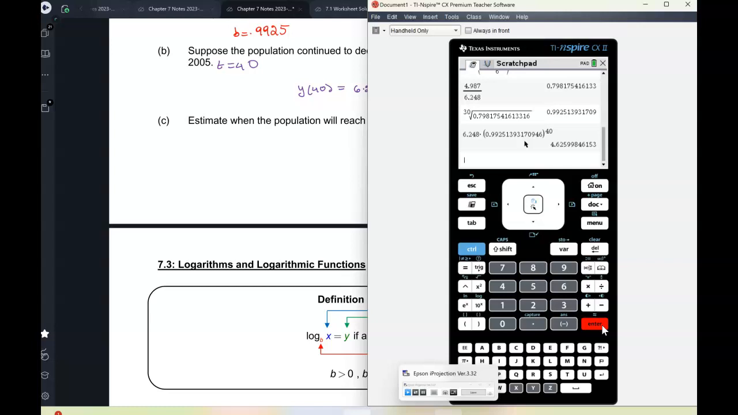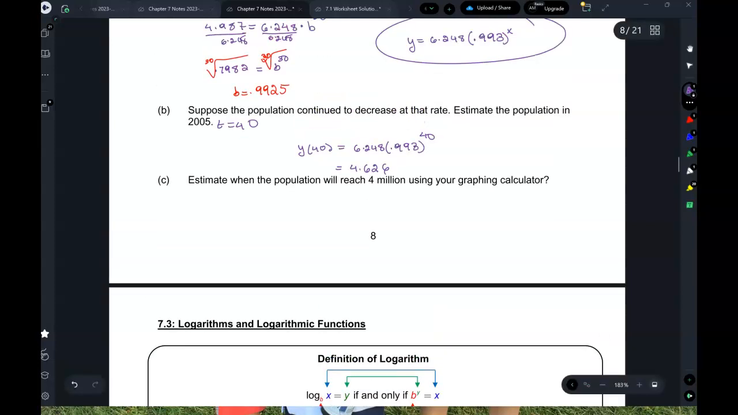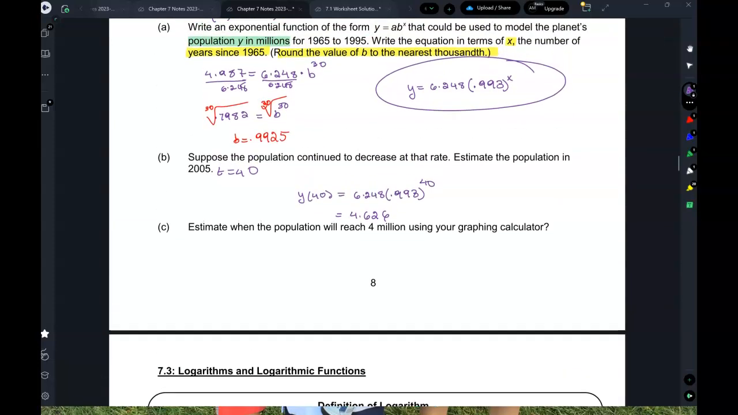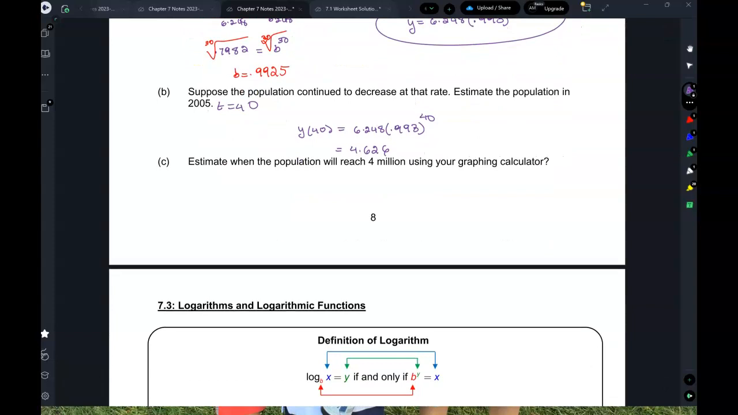4.62. Is that right? Okay, so this is what? Wait, what was it? 4.6259. Okay, so 4.626. Okay. It went up. No, it didn't go up. It went down. Okay. Now, so how much? So what do I write for the answer then?